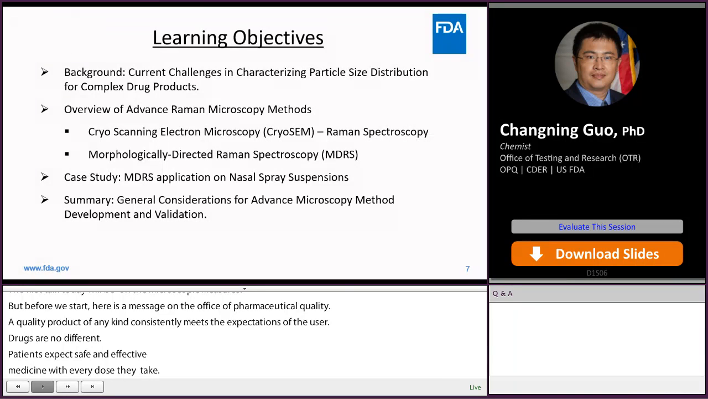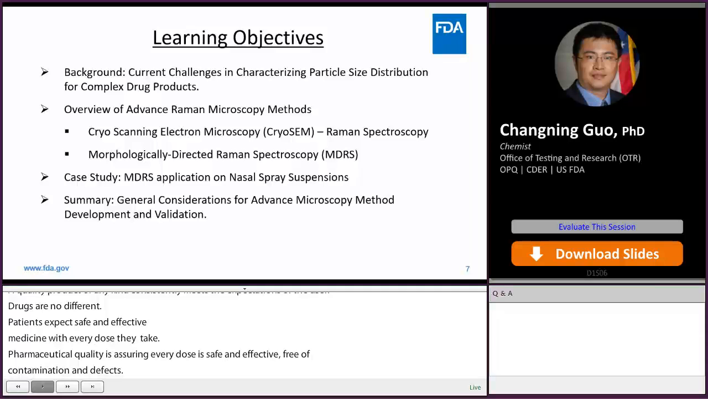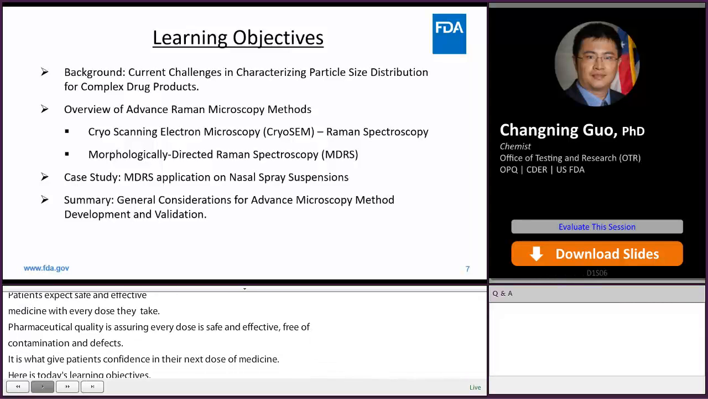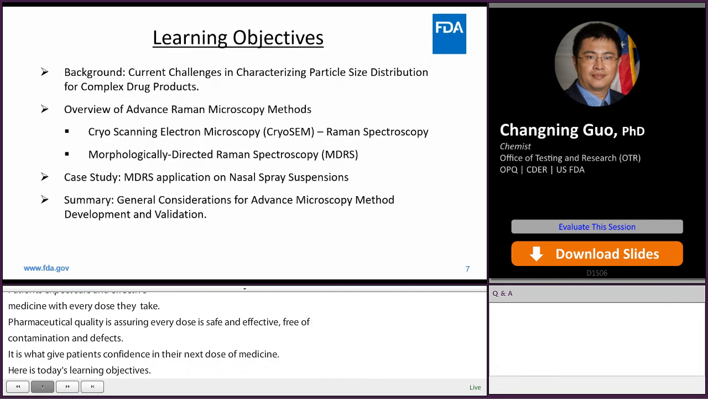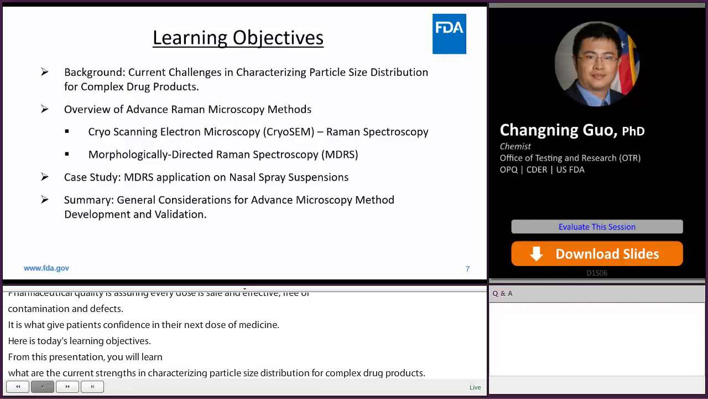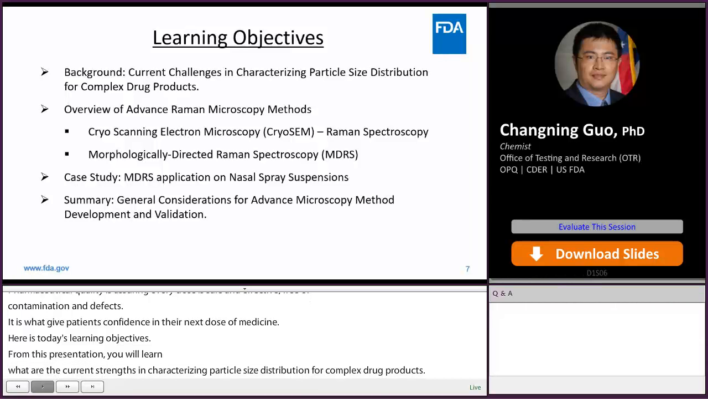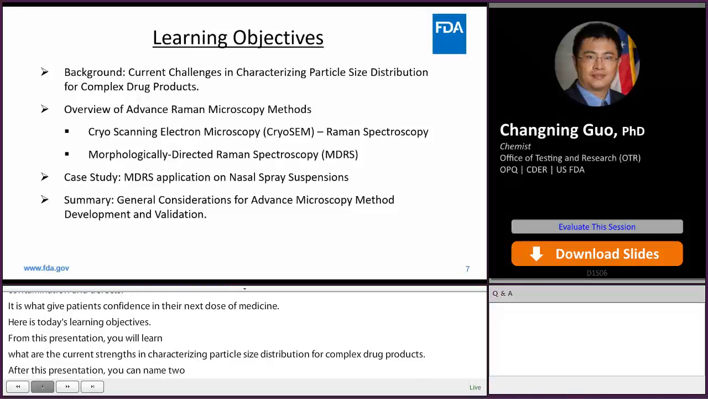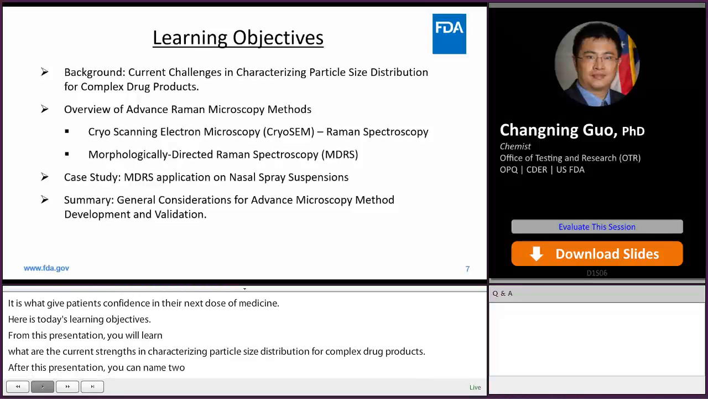Here are today's learning objectives. From this presentation, you will learn what the current challenges are in characterizing particle size distribution for complex drug products. After this presentation, I hope you can name 2 advanced Raman microscope methods. And from a case study, I hope you can get a basic idea of the general considerations for advanced microscope method development and validation.